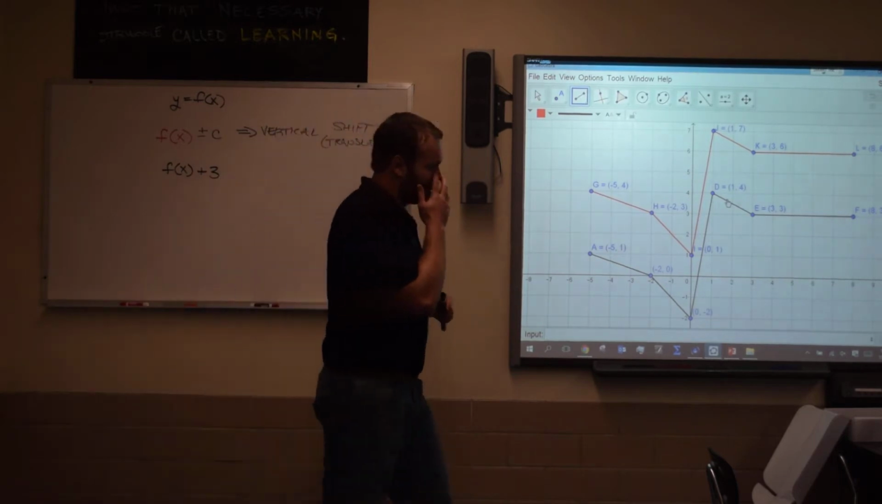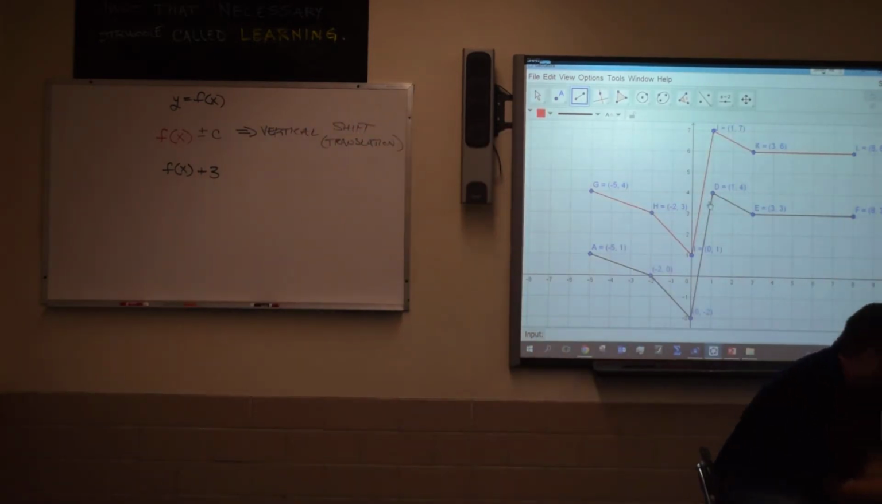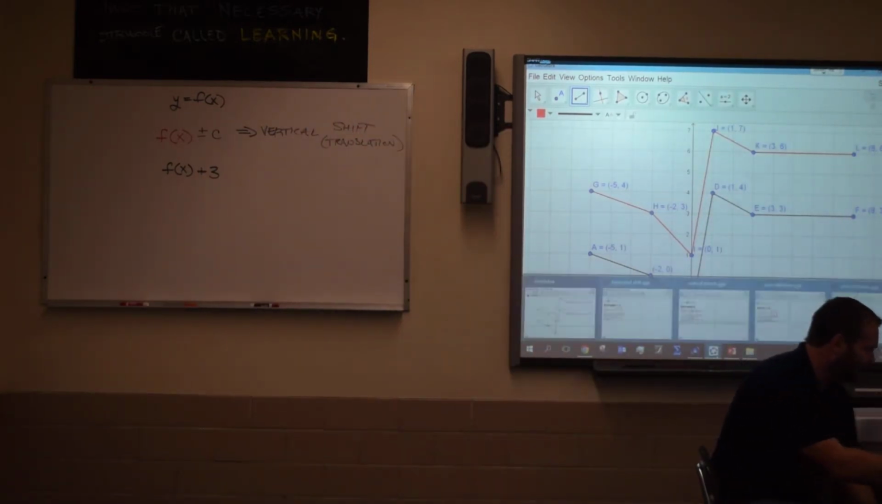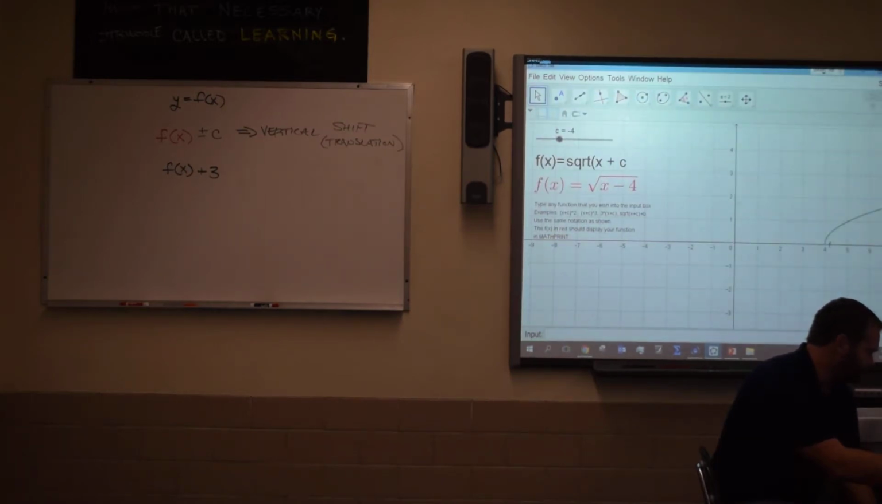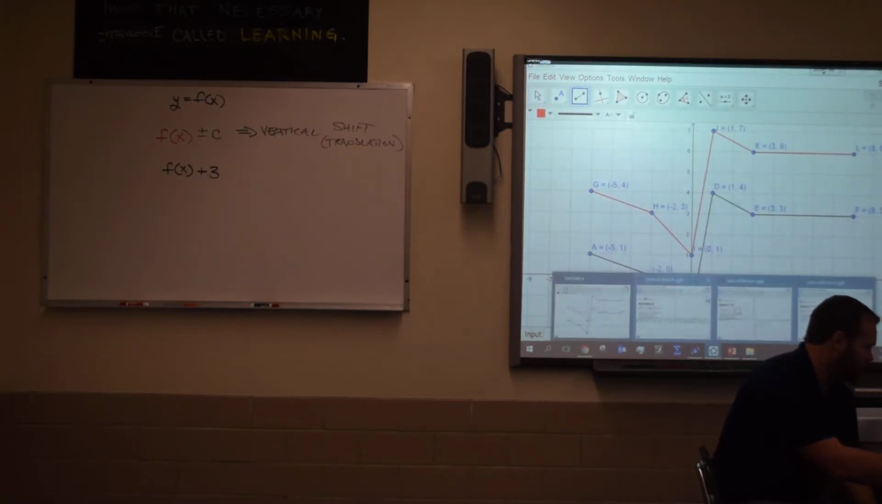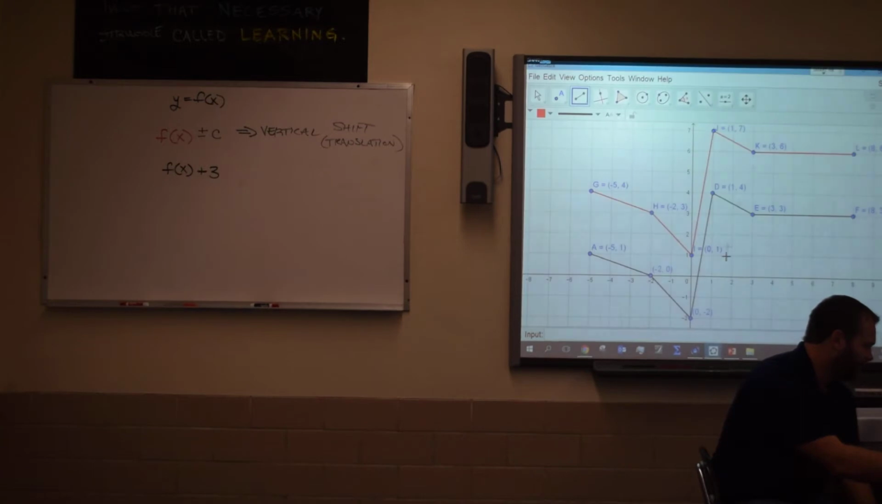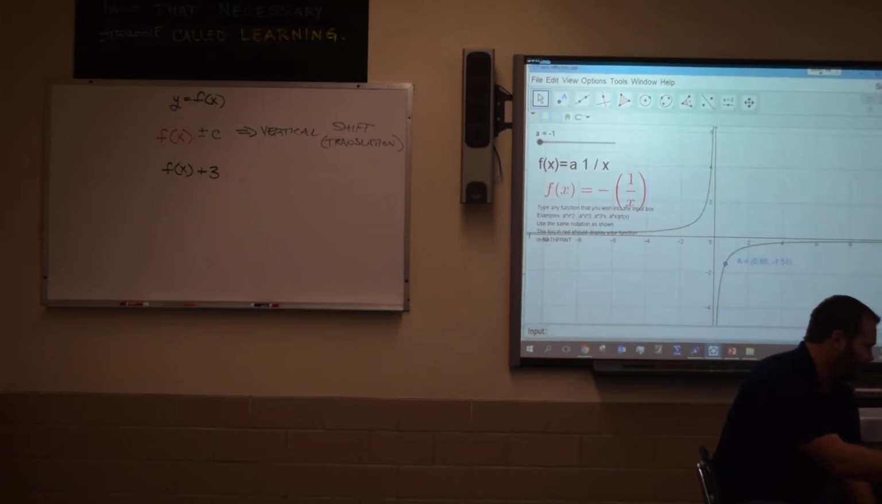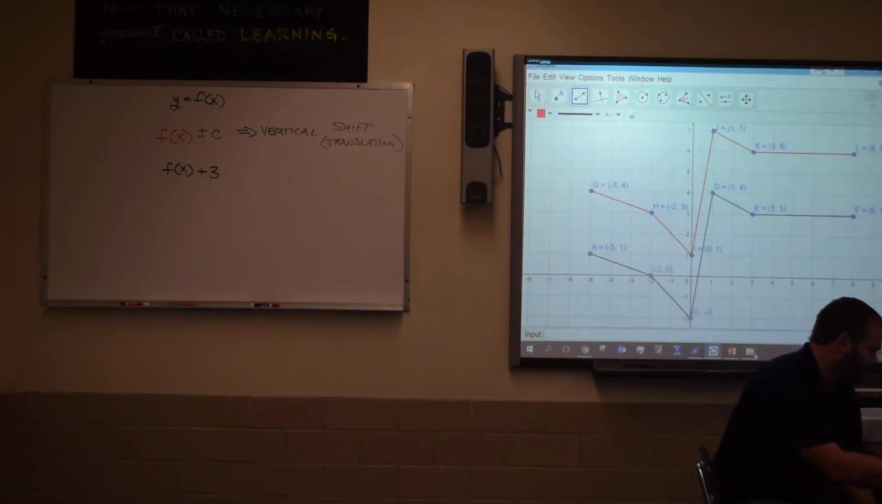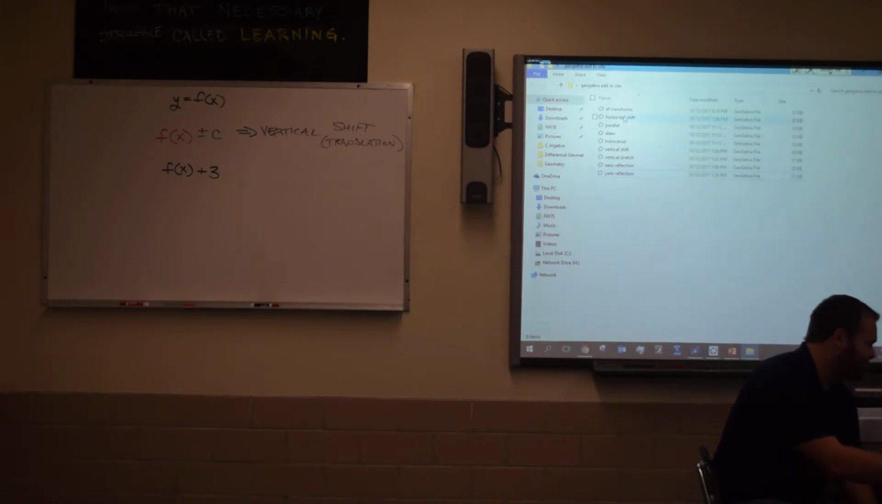Okay. What I've done, and I haven't found the best place to put these because they're kind of big in regards to their loading process if I put them on my website all at once, but I've created individual GeoGebras that deal with just one transformation at a time. So I've got, where's the vertical shift? There we go.